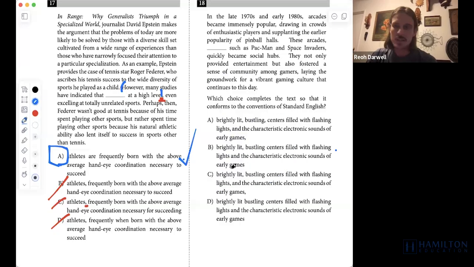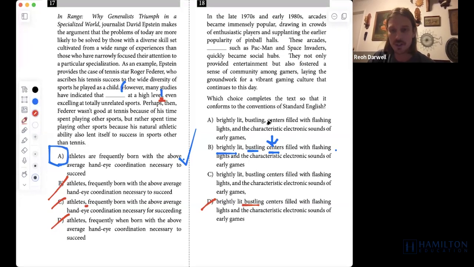Okay, so 18 is similar to 17 in that there are a lot of places where we could feel like we need punctuation where we actually don't need punctuation. So what is the one piece of punctuation we actually need in this sentence? We need to separate the two adjectives, brightly lit and bustling, from the noun that they qualify, centers. Okay, so that means we get rid of D, right? Because we're not saying that the bustling is brightly lit, we're saying that the centers are brightly lit. So as such, we would need to put a comma between the two adjectives that explain centers.